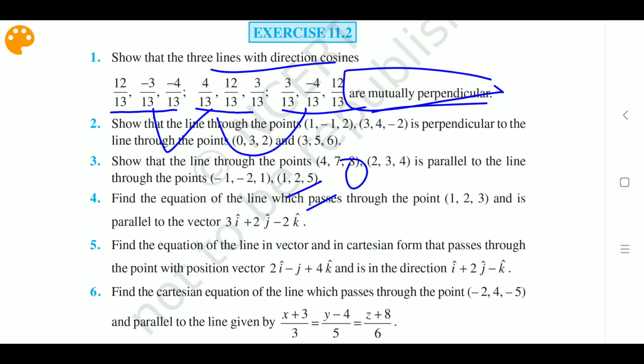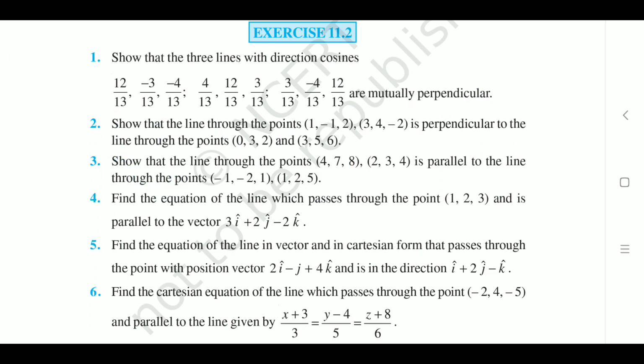Then again we will show this for the others. How we will do? We will multiply. Again doing it. Multiply this with this, this with this, and this with this, first is to first, second is to second, and third is to third. Okay, just multiply these and add them. When you do, you will get the sum equals to 0, and this shows that these are perpendicular to each other. Okay, next, show that a line passing from these 2 points is perpendicular to the line from this.